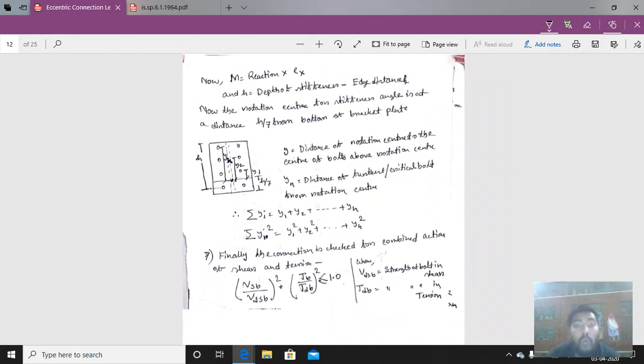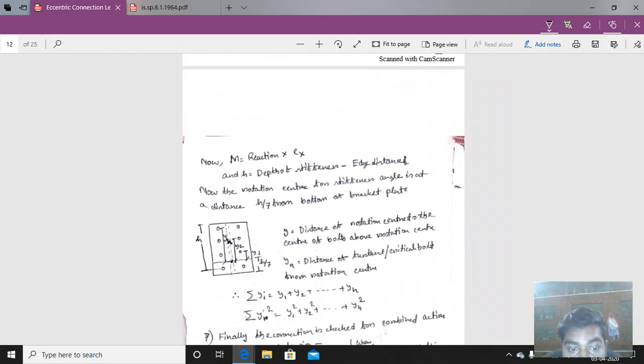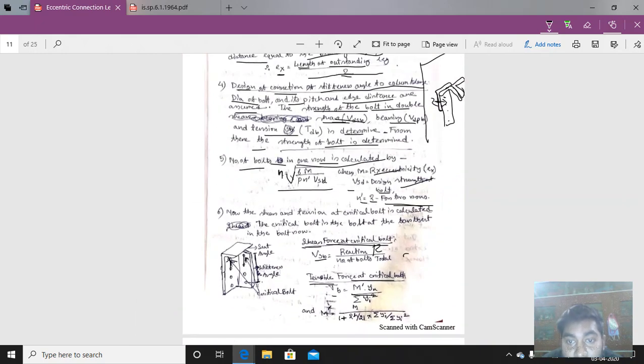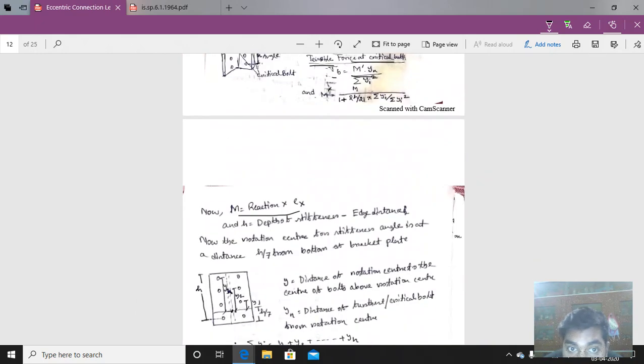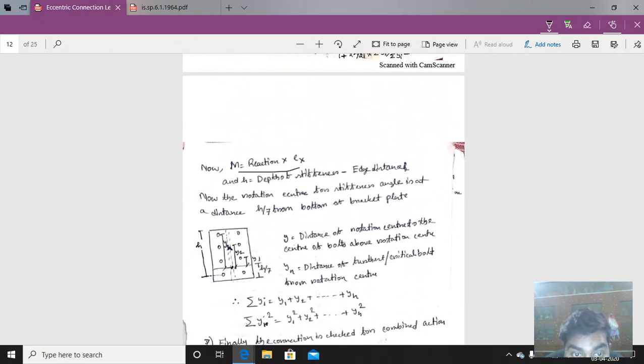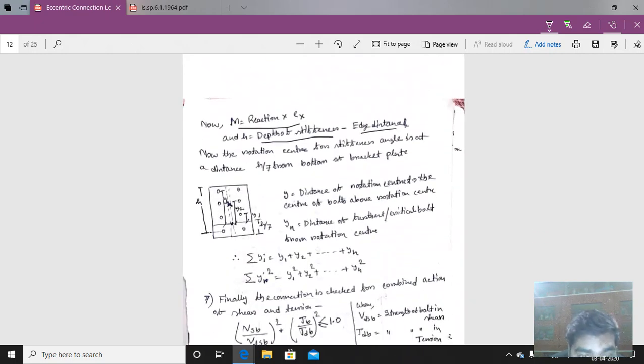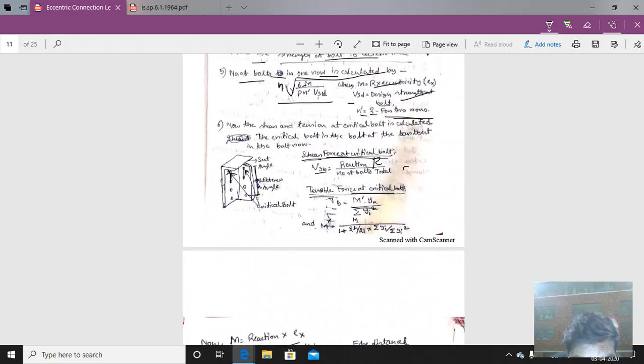Now coming to how to get that. What is the value of m? M means the reaction into the eccentricity. We have calculated the reaction into eccentricity, so we are putting the value. H is equal to the depth of the stiffener angle minus the edge distance. We have calculated the edge distance here.